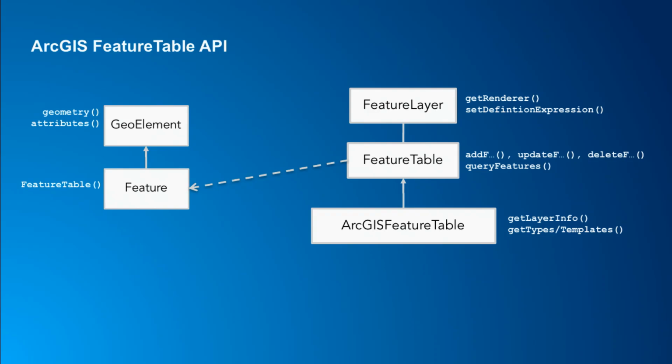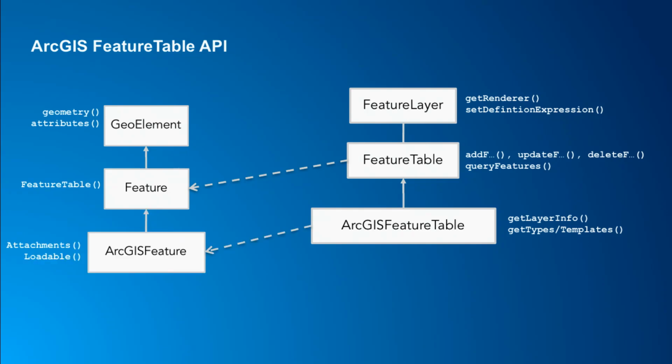When you're working with ArcGIS data, there's an additional class called ArcGIS feature table, and this adds in all the nice ArcGIS secret sauce of things like templates and types and attachments, because an ArcGIS feature table actually gives you an ArcGIS feature, and it's the ArcGIS feature that has the attachments on it. And the ArcGIS feature is also loadable, and we'll cover that a little bit later.